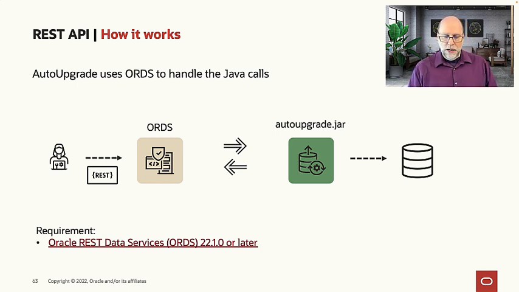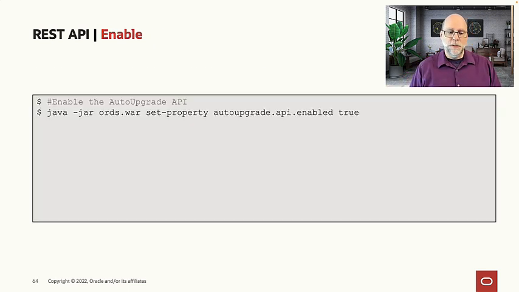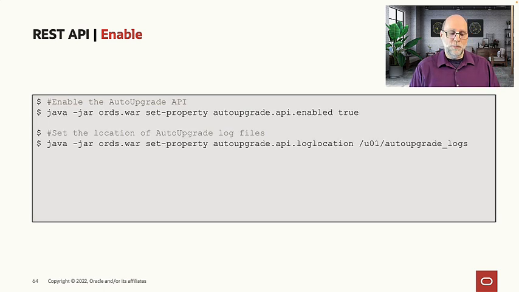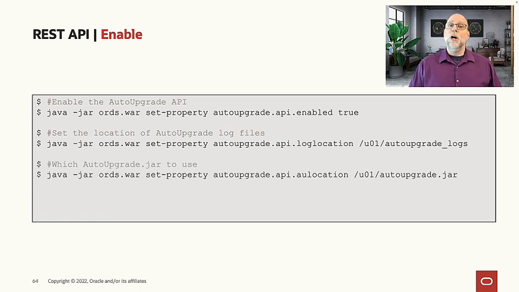The requirement is that you have ORDS 22.1 or later installed in order to use the AutoUpgrade APIs. Once you have that, the user starts the connection, connects to ORDS on your database server. ORDS invokes AutoUpgrade to upgrade the database. In order to do this, there's just a few simple configuration steps that you need to put in place. One is to enable the specific API set that you want to use, in this case, AutoUpgrade. Then you have to tell us where to put the log files for the invocations of that AutoUpgrade API. You need to tell us where the AutoUpgrade jar exists on that system.